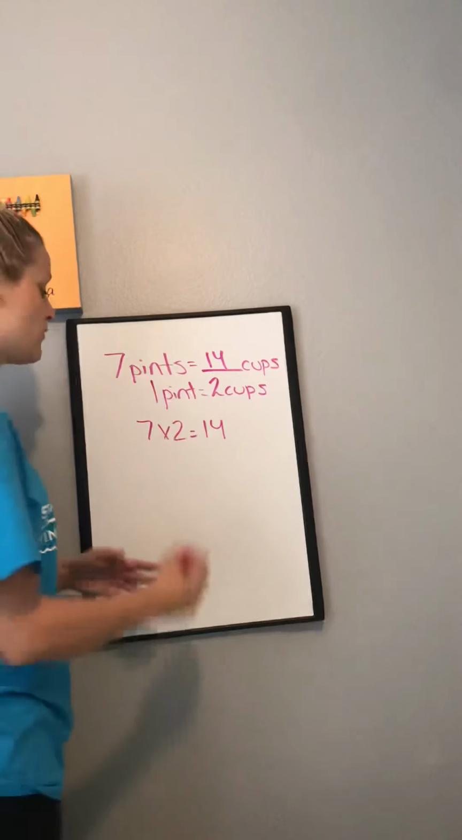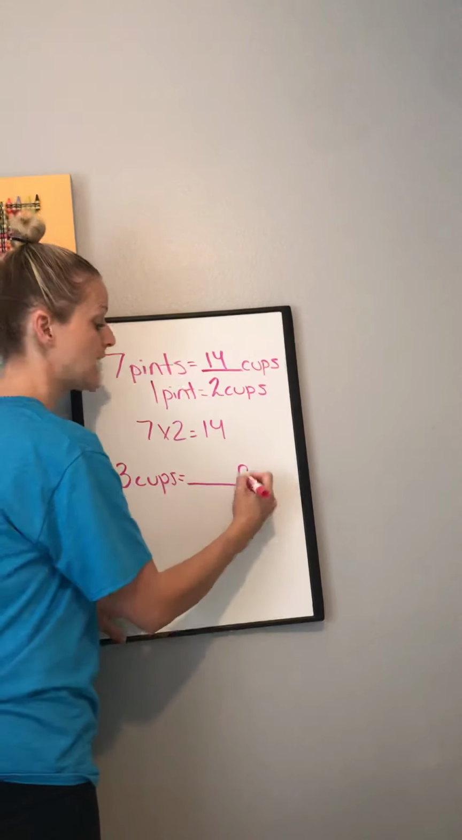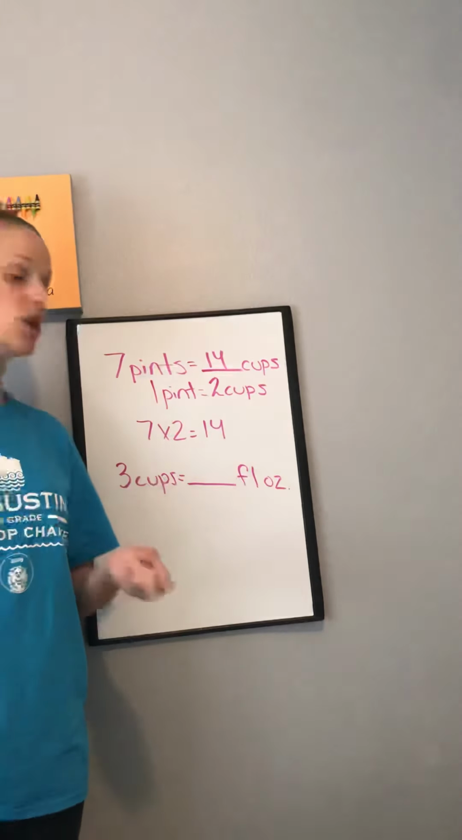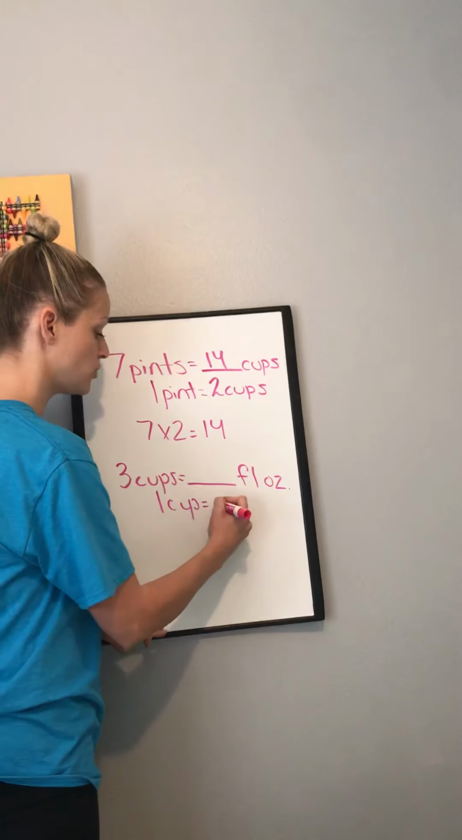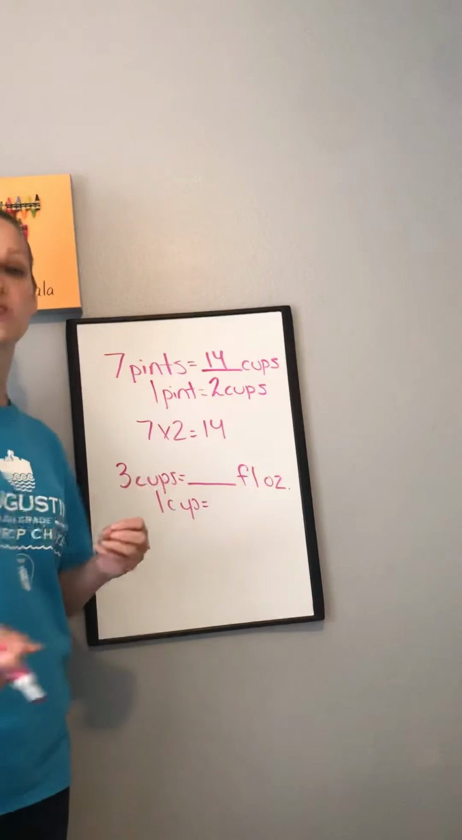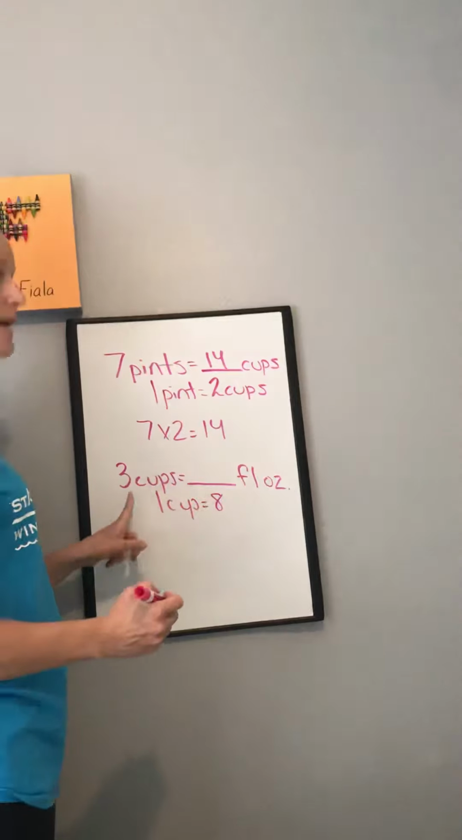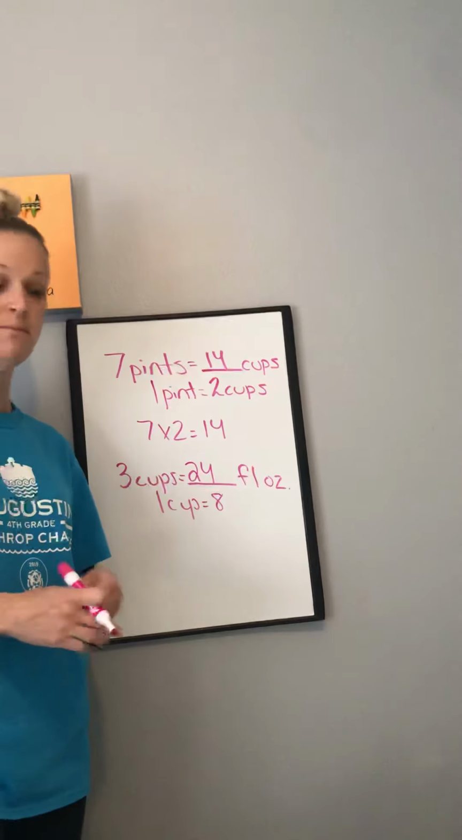Okay? Same if you were going from cups to fluid ounces. Okay? You're going to do the same thing. You're going to write down what you already know. You already know 1 cup is equal to how many fluid ounces. And then you are going to multiply. Okay? And it is 8 fluid ounces. So 8 we would do times 3, which is 24 fluid ounces. Okay?